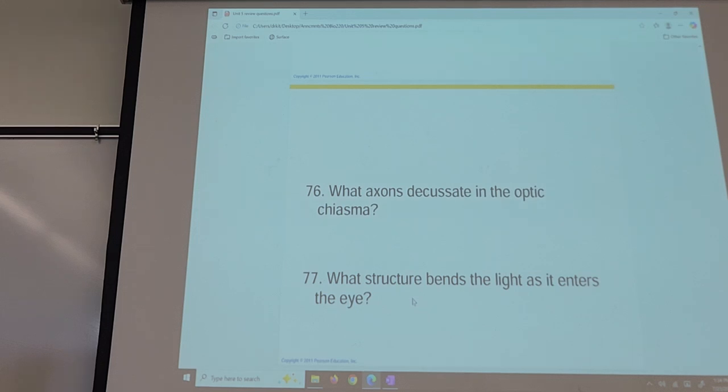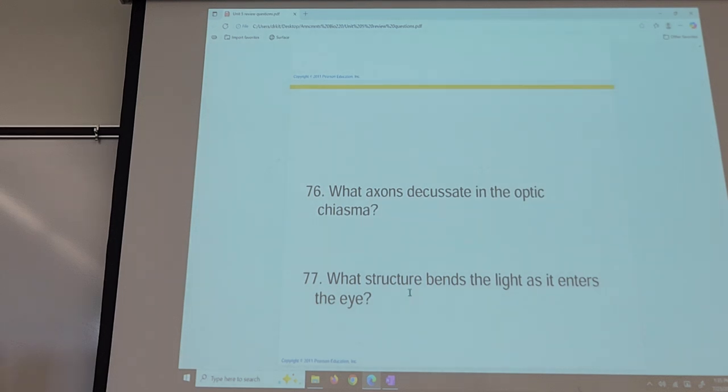So 76. What axons decussate in the optic chiasma? Just in general. Medial or lateral? Which axons cross over? Medial, right? The medial axons. And those axons are going to carry what kind of information? Sensory or motor? Sensory. Vision is a sense, right? It's a special sense. Okay.